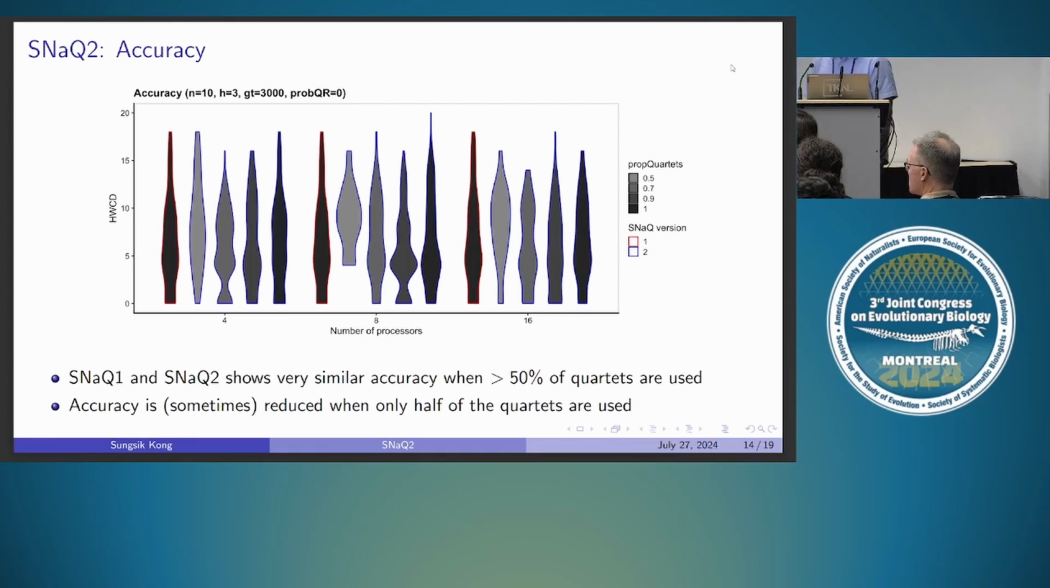As expected, the accuracy did not change. And this is good because we are expecting SNAG2's accuracy to be the same as SNAG1. So this is actually good news. But what we see here is that when the number of processors is 8 and only half of the quartets were used, the accuracy was actually worse than when more quartets were used. And this is exactly how we expected. So even though we didn't have perfect estimation, I was quite happy with this plot.